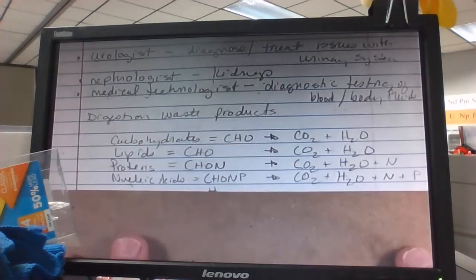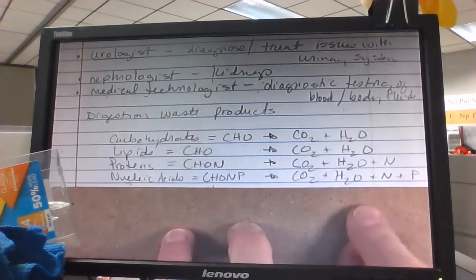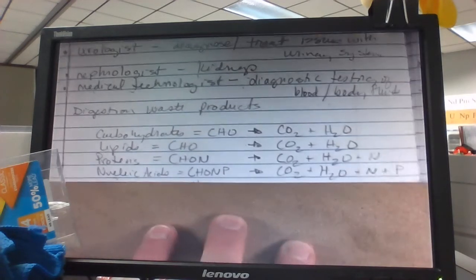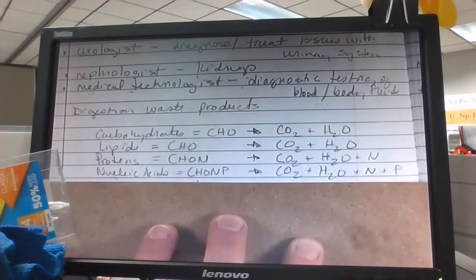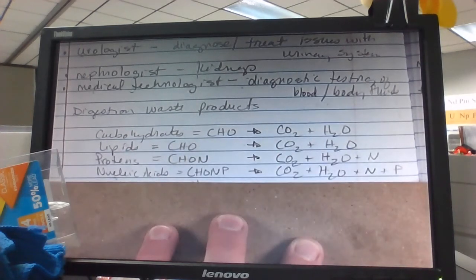But basically, they're doing the diagnostic testing of blood and bodily fluids. When we digest our macromolecules, these are the waste products that we end up with. So carbohydrates, we said CHO, and so we'll end up with carbon dioxide and water whenever we digest those. Lipids were also CHO, so carbon dioxide and water.